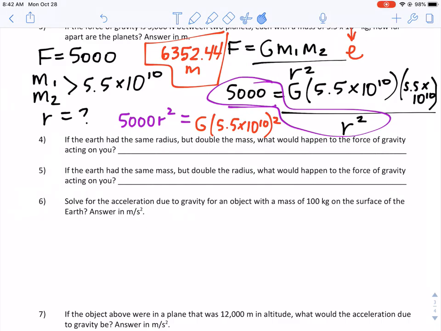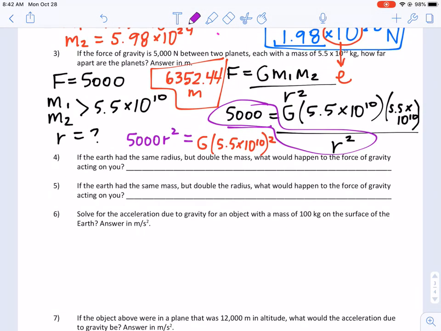Four and 5 are conceptual. Think about yesterday and the simulation and think about what those would be. We'll check in on the whole group class next class.